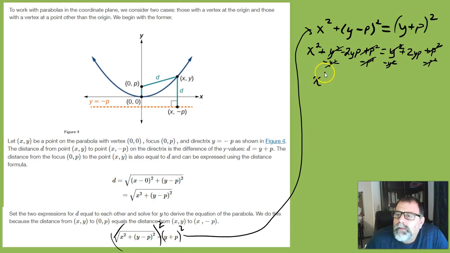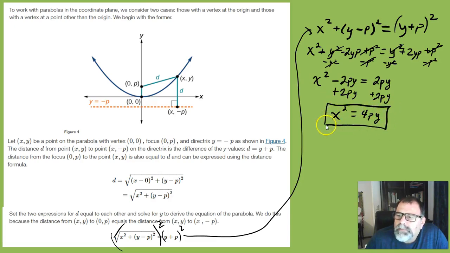And then I have x squared minus, I'm going to switch the y and p. So 2py equals 2py. And then I'm going to add 2py to both sides. And those are like terms, so I can combine them. And I get 4py. So this is the equation in standard form if we're thinking about a parabola as a conic section. P is the distance from the vertex to the focus, okay?